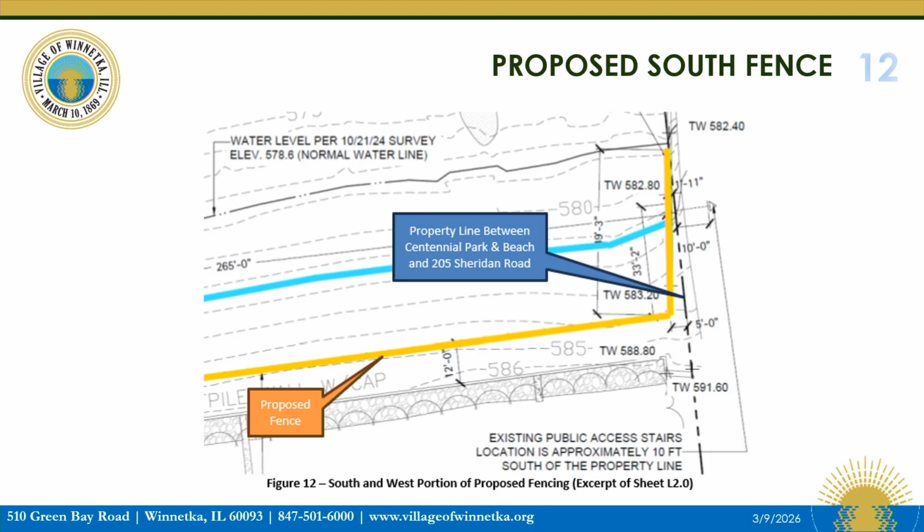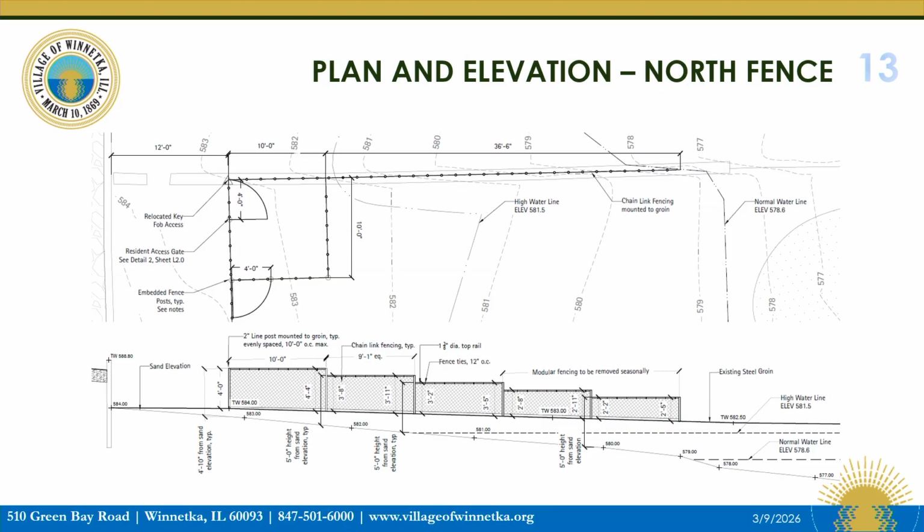So 1 foot 11 inches from the proposed fence to the property line. This slide is representing the north fence in more detail, as well as providing the elevation of the proposed fencing.